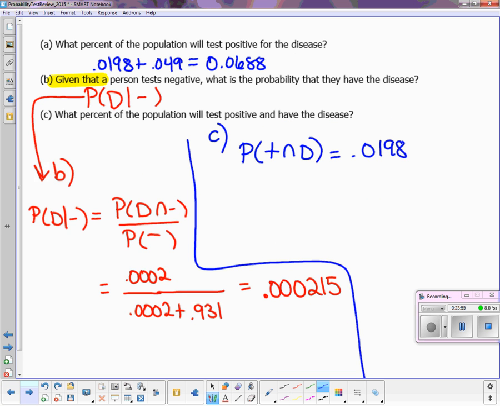Okay. Any questions? Pause. Yes, ma'am. Oh, yeah. If it said percent, we probably should convert them. I'm not going to be super picky about it, but you're probably right. So let's do that. So 6.88%, okay, since that's what it asked for. And the same thing for C, right? That would be 1.98%.